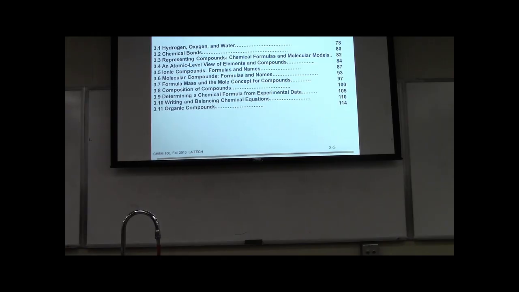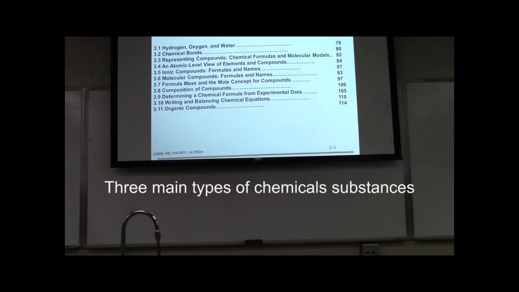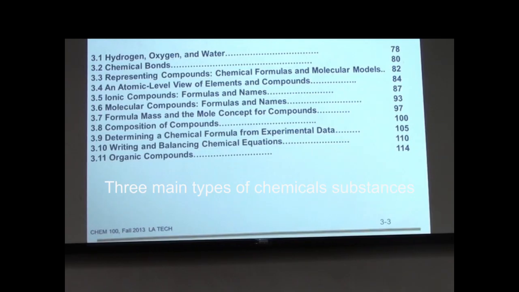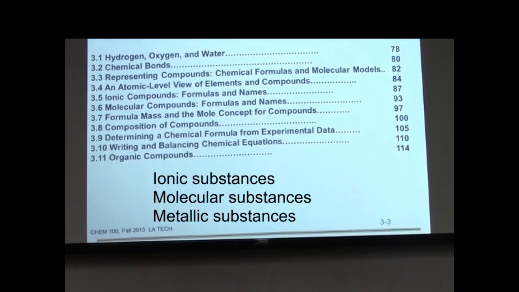Now we are moving into a little bit more chemistry. Still terminology. We need to know about the types of chemical compounds. You're going to learn about three main types: ionic compound, molecular compound, metallic compound. Right? There are three types.